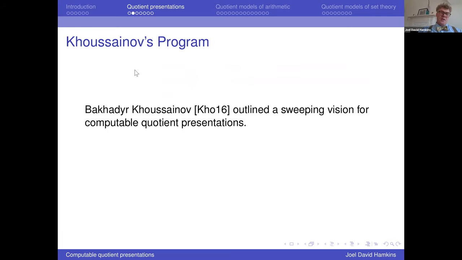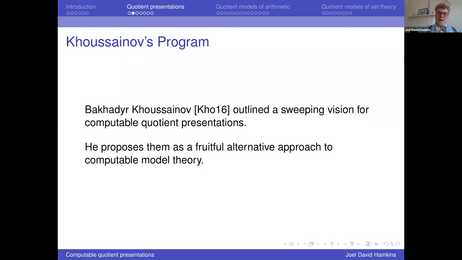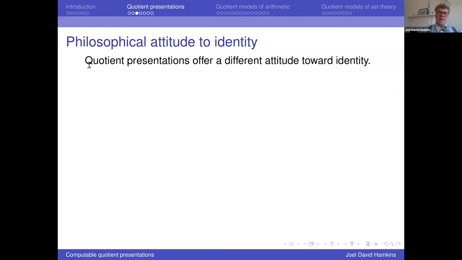Okay, so let me mention Bakhadyr Khoussainov's program. In a 2016 conference in Kyoto that I was at, he outlined a sweeping vision for computable quotient presentations, proposing them as a very fruitful alternative approach to computable model theory, with a certain philosophical attitude that I'm going to explain. And that is this attitude towards the identity relation.